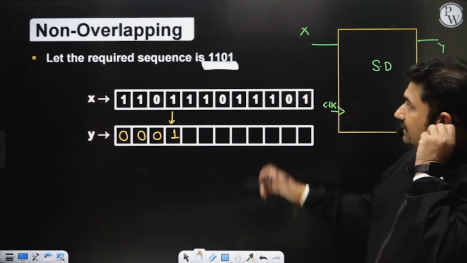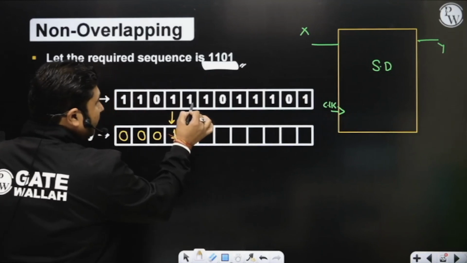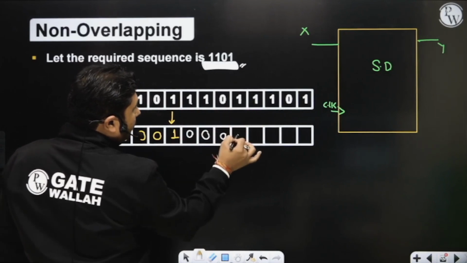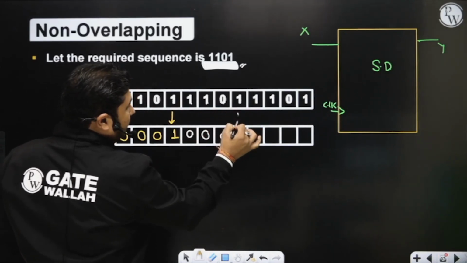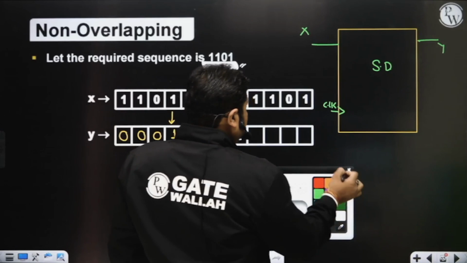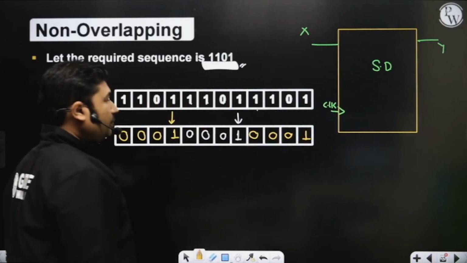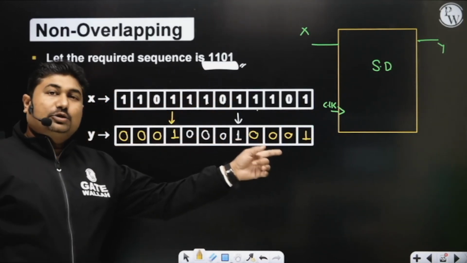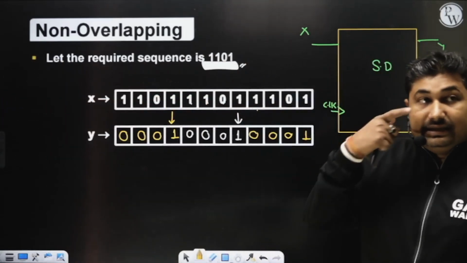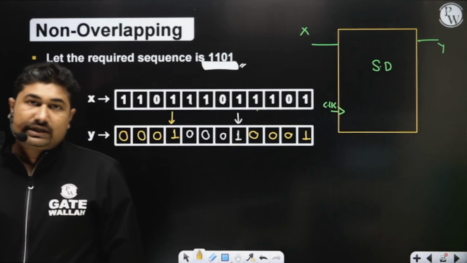The sequence which is needed to be detected, the same sequence is appearing. Now again observe: 1, 1, 0, 0, 0, 1. 1101. Whenever the sequence got detected, output will become logic 1. Again observe here, 1101. The sequence will be detected here, so the output is going to be high under these conditions. The output becomes high only when the sequence got detected. This is a 1101 non-overlapping sequence detector.